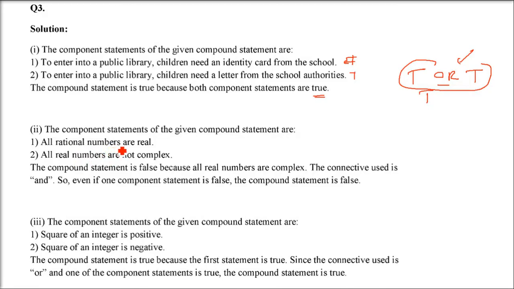Second one is: all rational numbers are real and all real numbers are not complex. So the first one is what? All rational numbers are real. Yes, all rational numbers are indeed real. This is true, and you can write it in p by q form. Now, all real numbers are not complex. This is false, because all real numbers are actually complex. If I give you a number 2, you can always write it as 2 plus 0i.